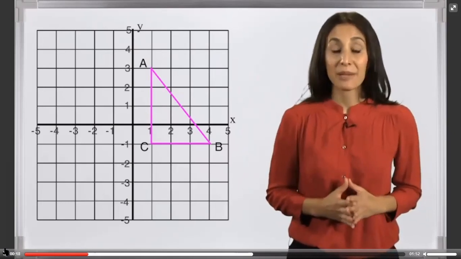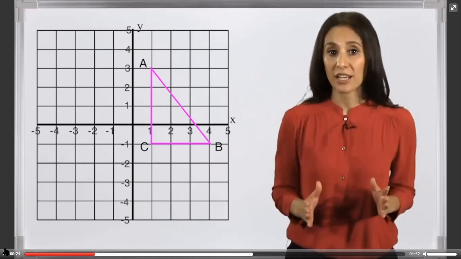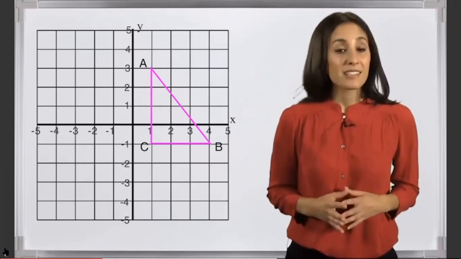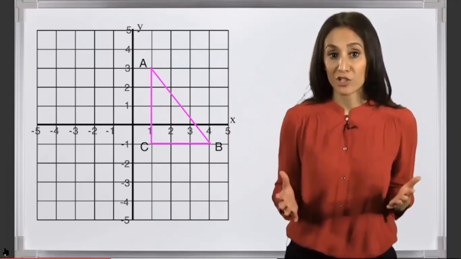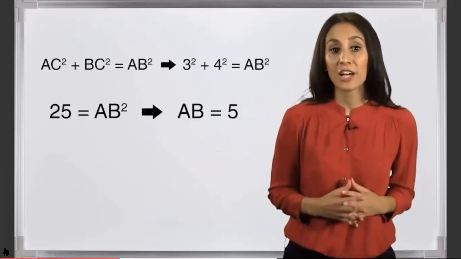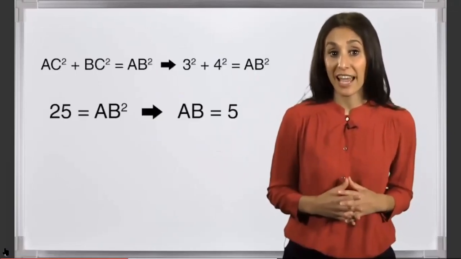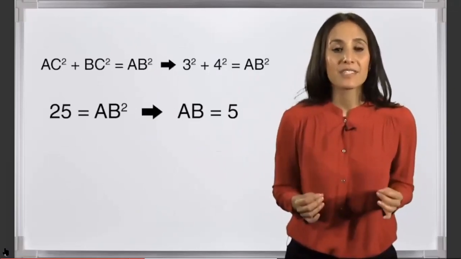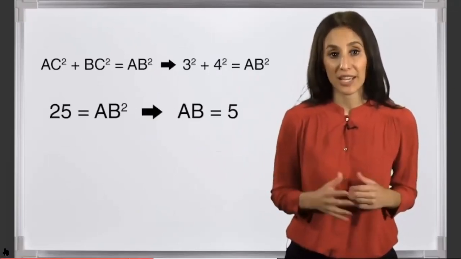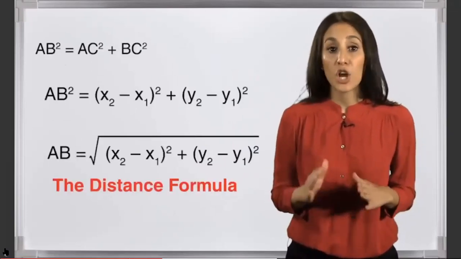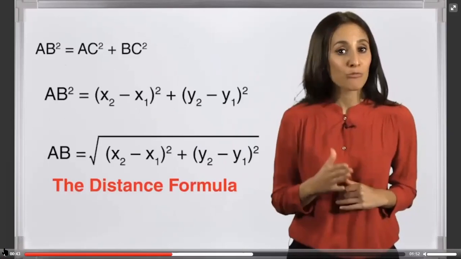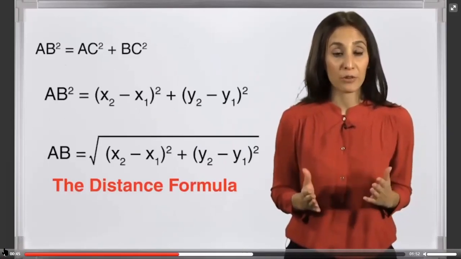The length of segment AB cannot be counted. Therefore, you will need to use a new method. Since triangle ABC is a right triangle, you can use the Pythagorean theorem to calculate the length of segment AB. For this example, the length of segment AB is 5 units. To compute any non-vertical, non-horizontal length, you could draw a right triangle and use the Pythagorean theorem.